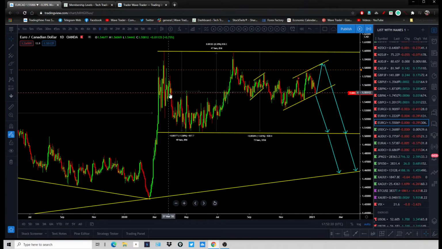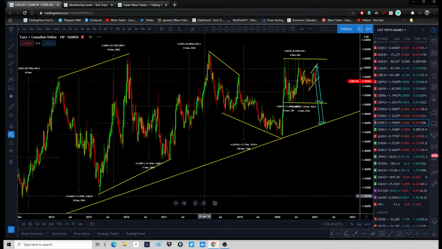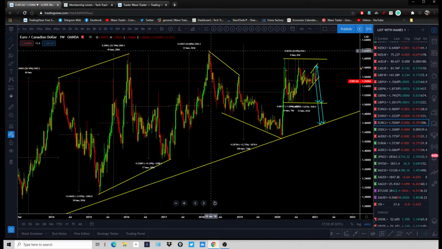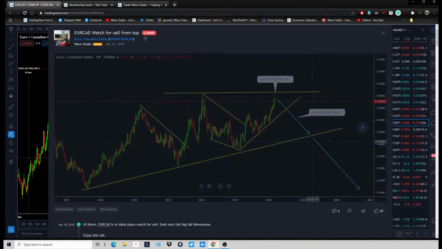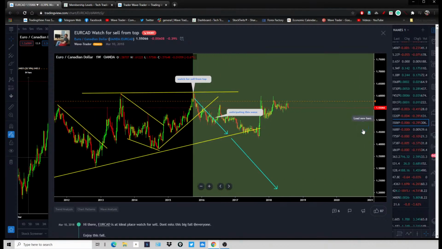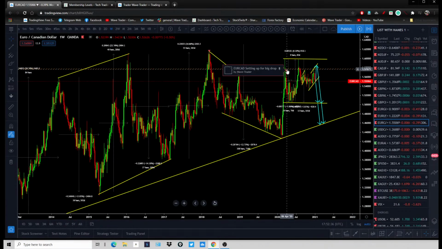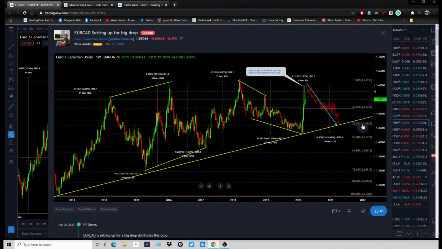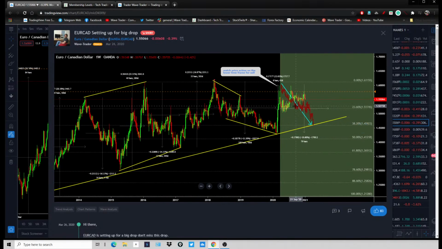So euro pound and euro CAD are both good charts for a longer term reversal. So yes, like that. It went lower last time. We were looking for it to go low from that top. It's going, but still staying very close to the top.